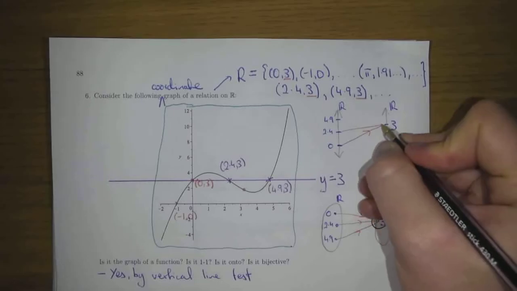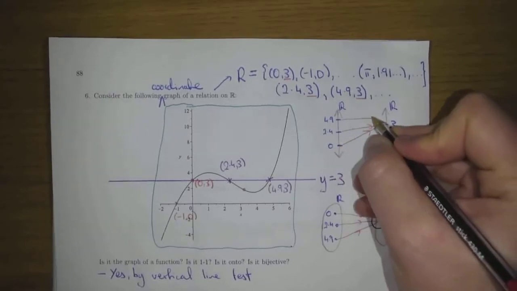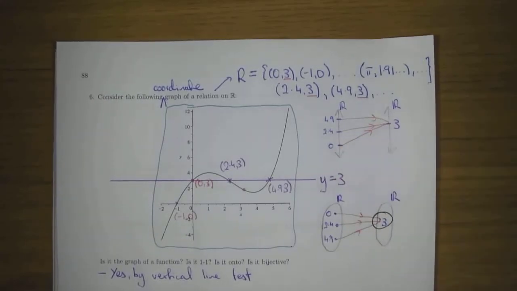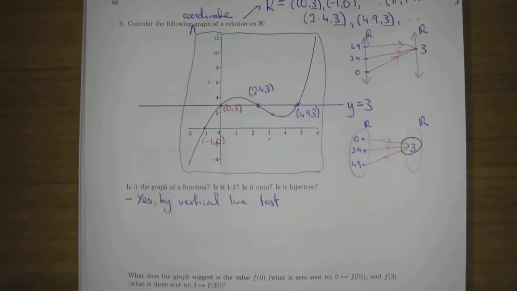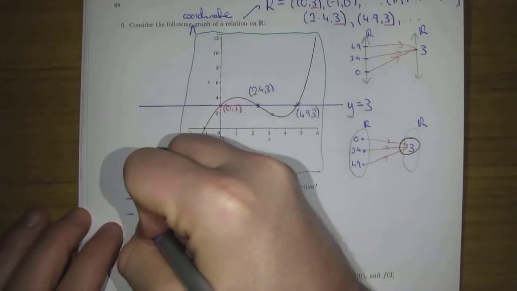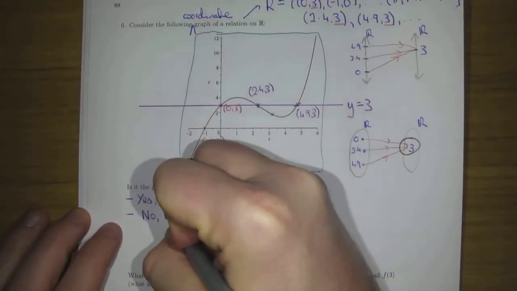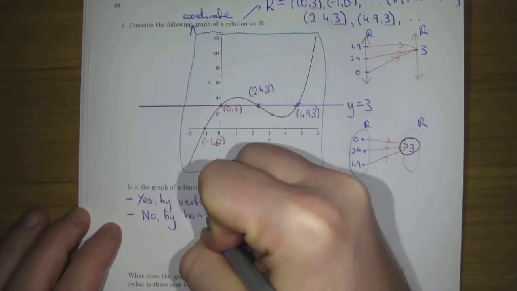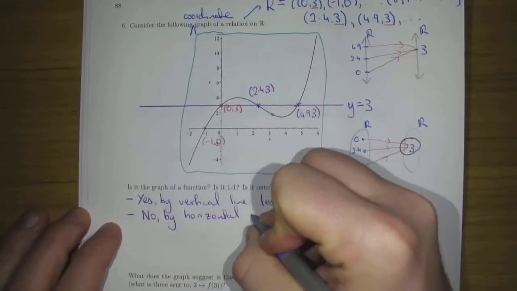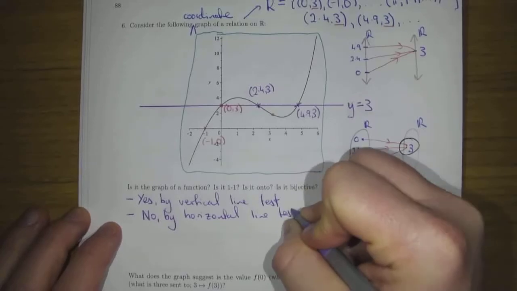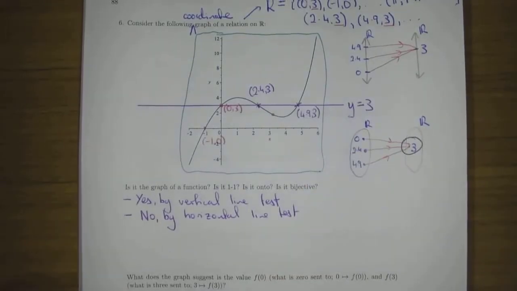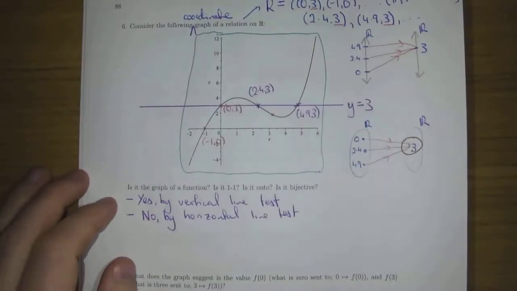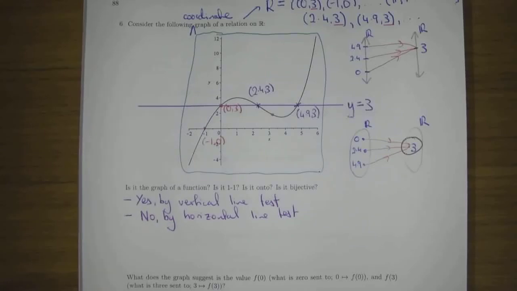So it's not 1-to-1. Okay, so down here, is it 1-to-1? No, by the horizontal line test. And probably it's good to draw the line. Now it's probably difficult, you can't draw all the vertical lines, but just state it is.